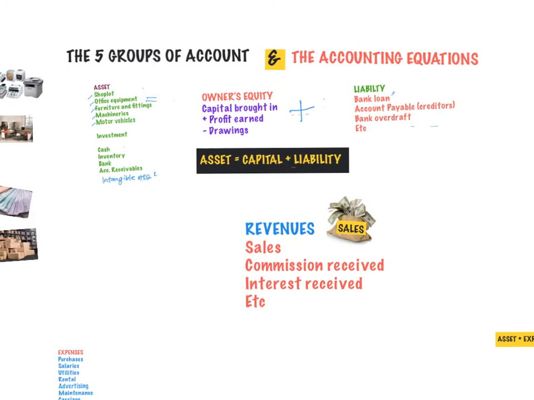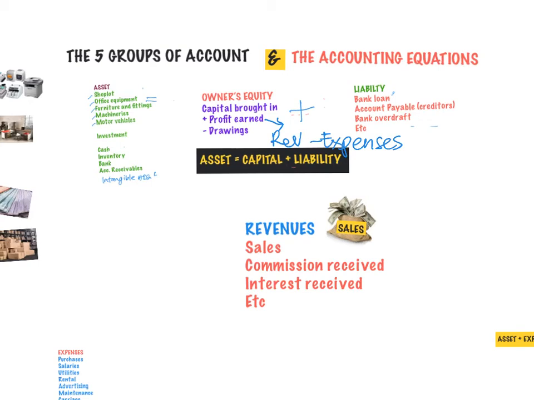Remember when we talked about profit just now, the profit earned in your owner's equity. Okay, so where do you get the profit? Always remember the formula. The profit earned can be generated from using this formula, which is revenue minus expenses. So this is how you get the profit.